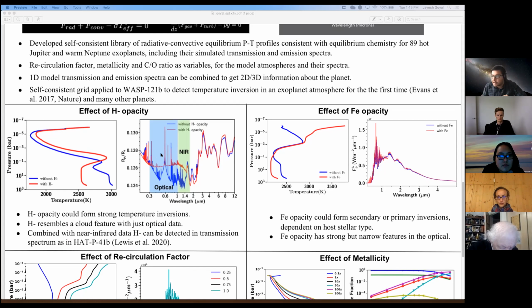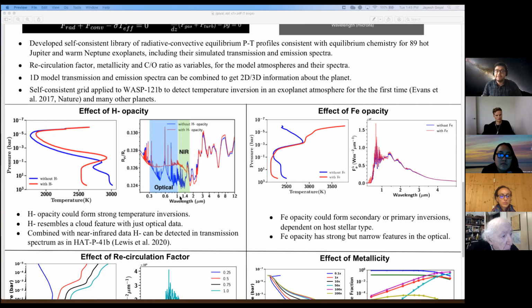You can see here the plot on the right hand side, which shows the H minus feature. How does it look in a transmission spectrum? You can clearly see that if you just look at the optical part, it is almost like a flat cloud-like feature, resembles a cloud-like feature.